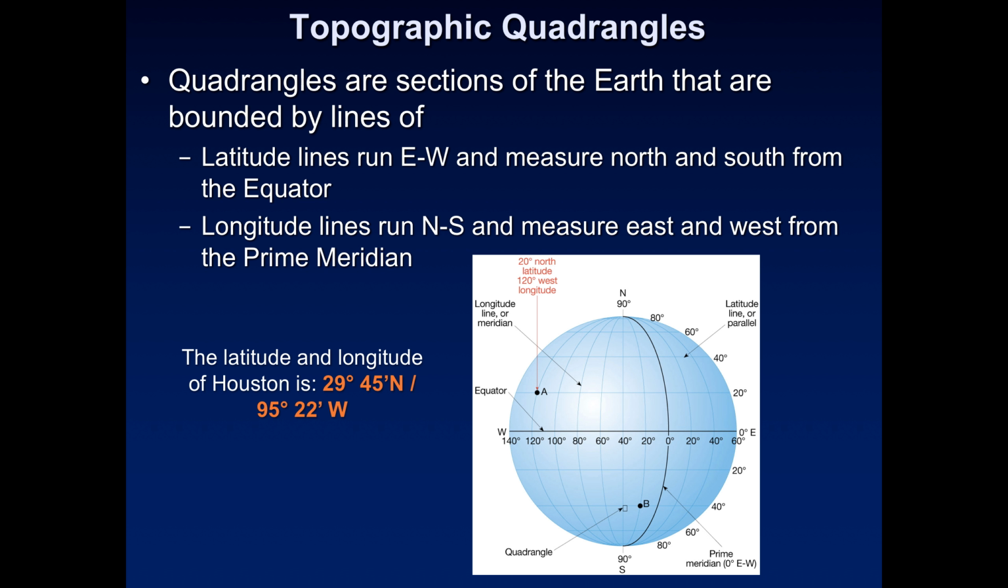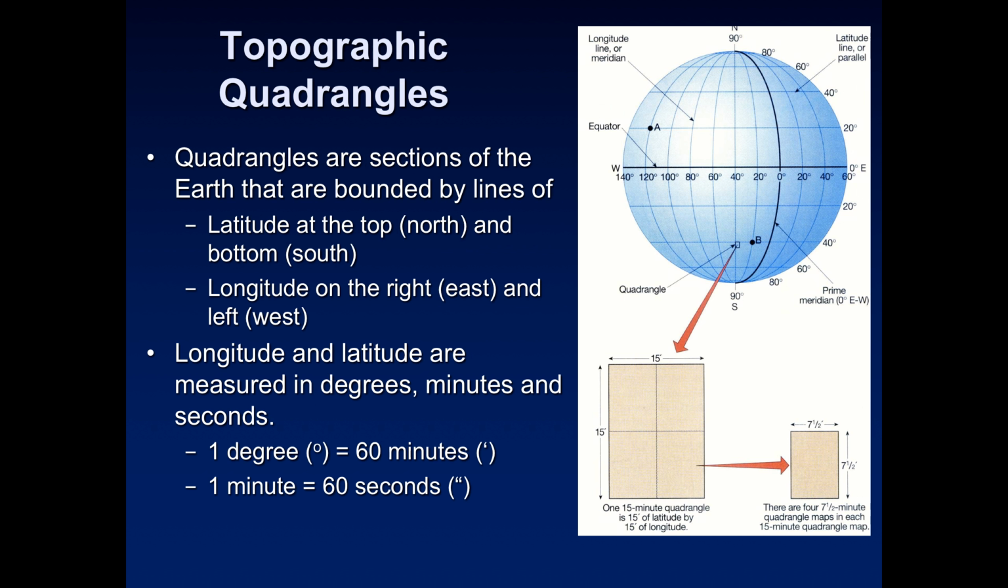All right, so each topographic map is taking some small portion of the Earth. We have topographic maps that cover the entire Earth, so there's a whole bunch of them. How do we do that? Topographic quadrangles are bounded in the top by these lines of latitude, and on the east and west by longitude.